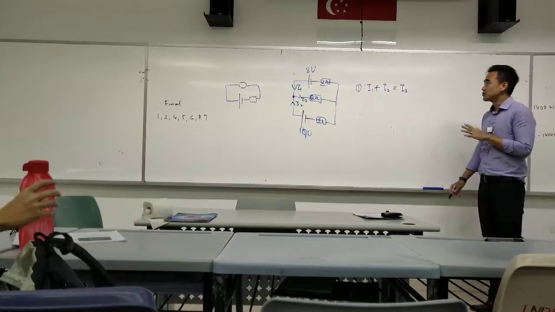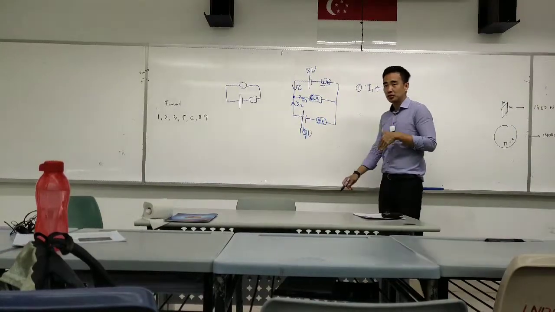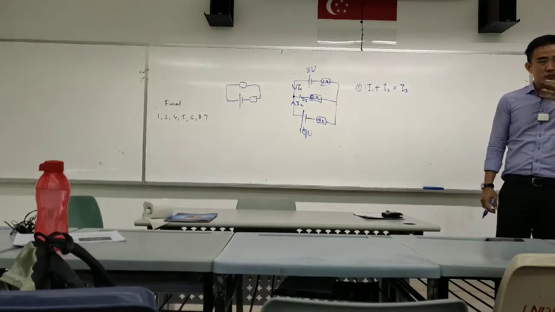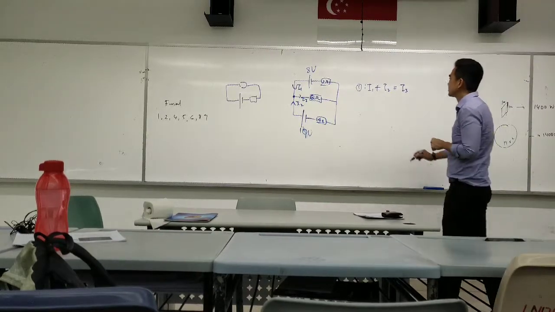By the way, the marks distribution usually for this kind of question is 1 mark for each equation, and then probably 1 or 2 marks for the rest of the answers.